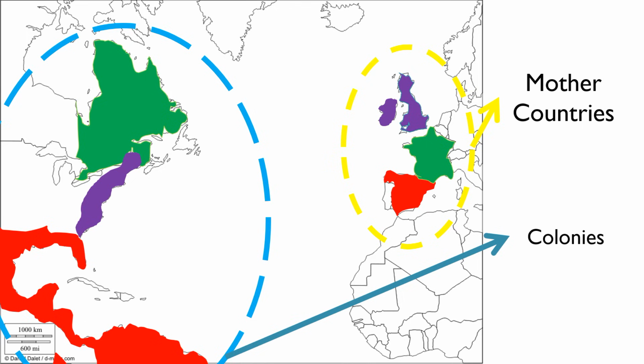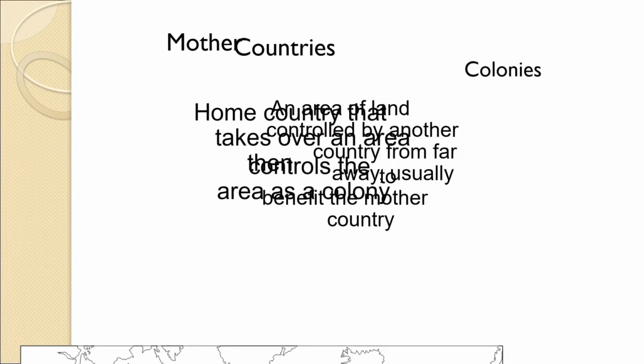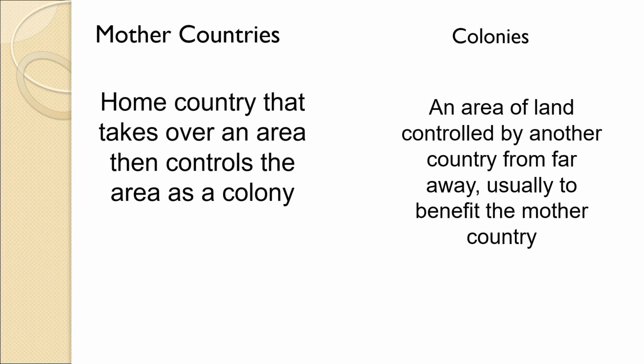Now, mother countries, as you can see by the yellow circle there, are going to be your Englands, your France, your Spain, even Portugal to some extent. And then the colonies are the places around the world where these countries go out, they conquer the land, they take it over, but then they send the things that are being made there back to the mother countries, or the things that they discover or take from there and back to the mother countries. So now again, if we can just take a second and copy down these definitions.